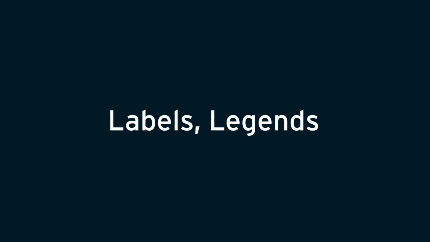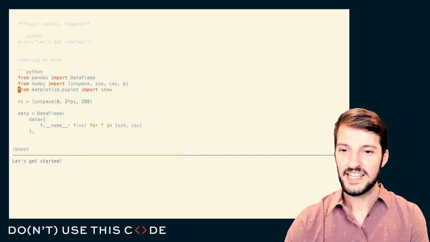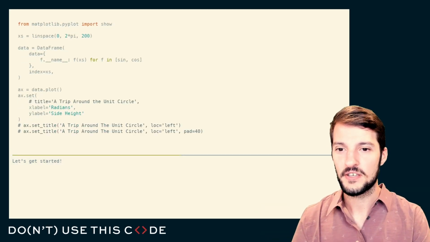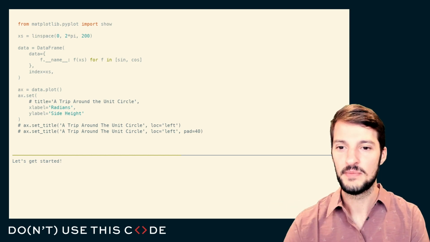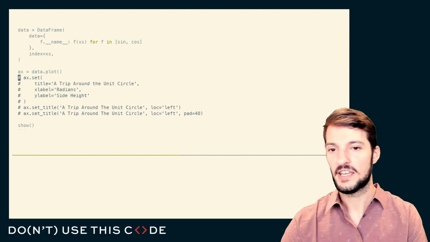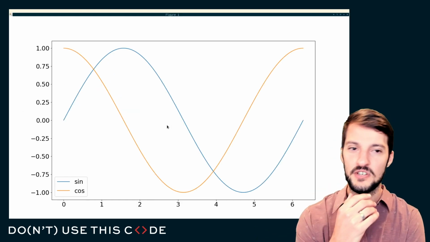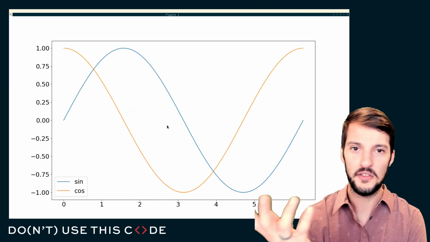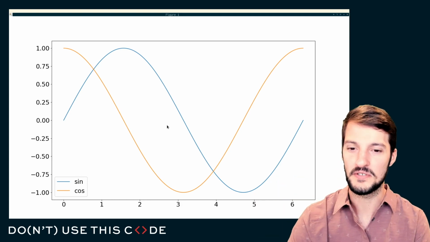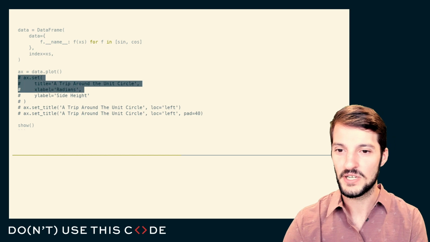Labels and legends. Labeling axes is actually fairly quick, fairly easy to just get started. We can very quickly apply a title, an X label, and a Y label to this plot that's otherwise completely unlabeled, and I have no idea what I'm looking at. Although I do know it's a sine and cosine trigonometric function.